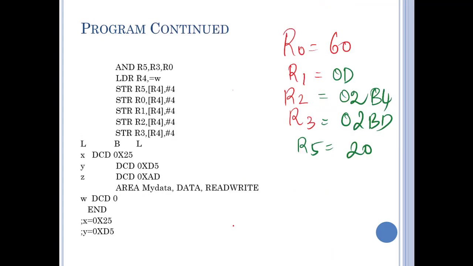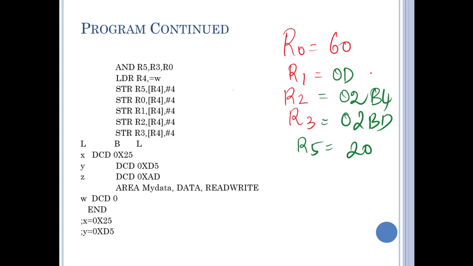I have carried the values forward. So R0 is equal to 60, R1 is equal to 0D, R2 is equal to 2B4, R3 is equal to 2BD, and R5 is equal to 20. After performing this, the second operation is over. The first operation is also over.